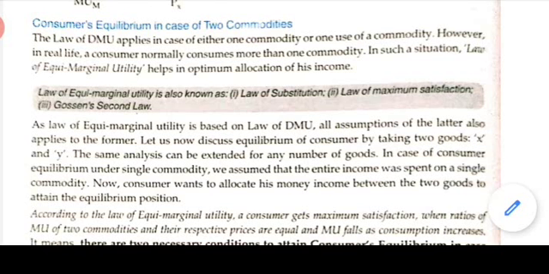As I have already said, the law of DMU is applicable in case of either one commodity or one use of a commodity. However, in real life, a consumer is consuming more than one commodity, isn't it? In such a situation, the law of equi-marginal utility helps in optimum allocation of his income. In case of two commodities, the law of diminishing marginal utility will not be applicable. In that case, the law of equi-marginal utility will help us in optimum allocation of the income of the consumer.